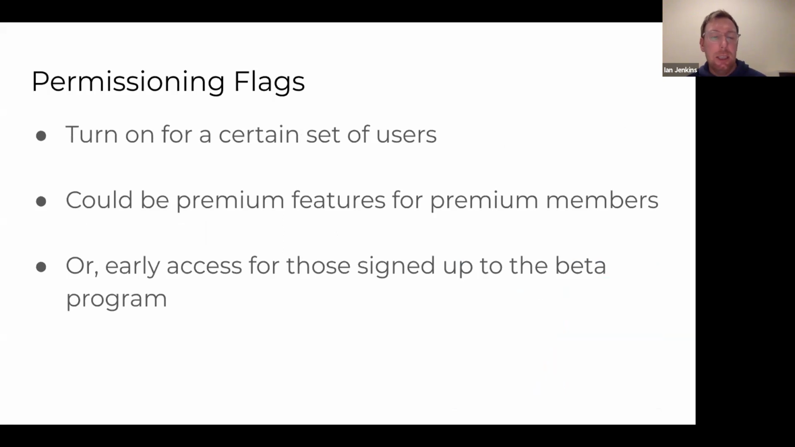Then there's this idea of permissioning flags. So you can turn on features for a certain subset of users. For example, you may have some premium users, maybe users who pay a bit more money, so they get some additional features that could be done behind a permissioning flag. Or you could have beta users, so you can roll out features to a subset of users who are beta testers and so on.